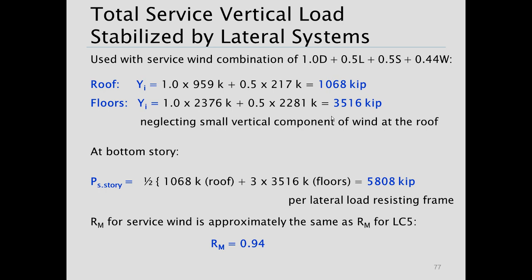in ASCE 7. So at the bottom story, if we tally all this up in our service wind load combination, ASCE 7, we have 5,808 kips. And for all practical purposes, the R sub M might change a little bit, but it's going to be roughly about 0.94. So let's go with what we just calculated from load combination 5.